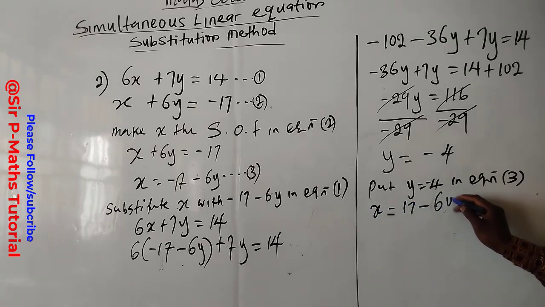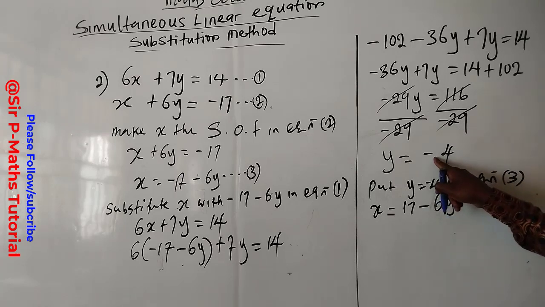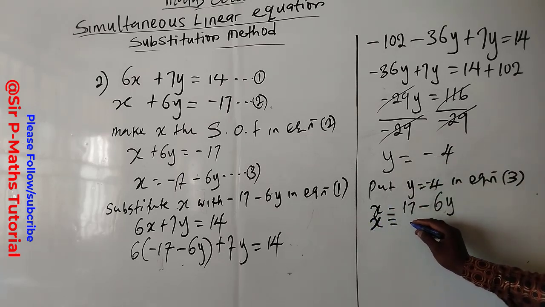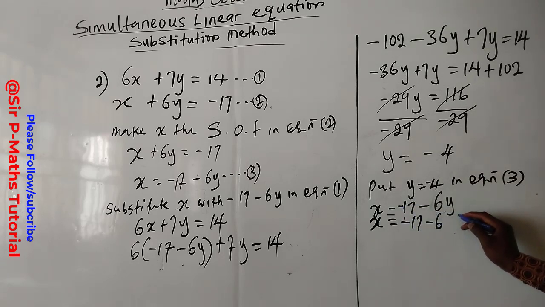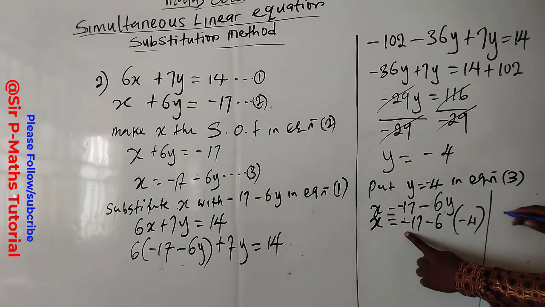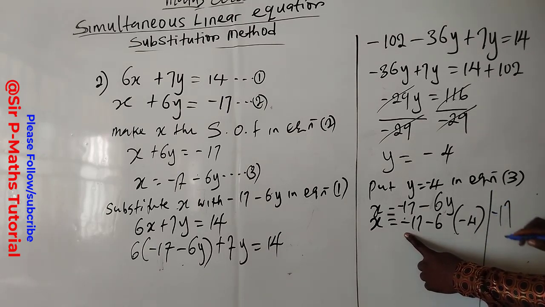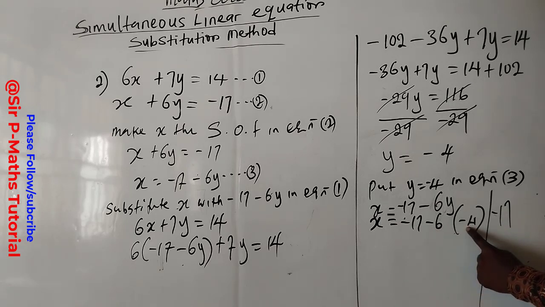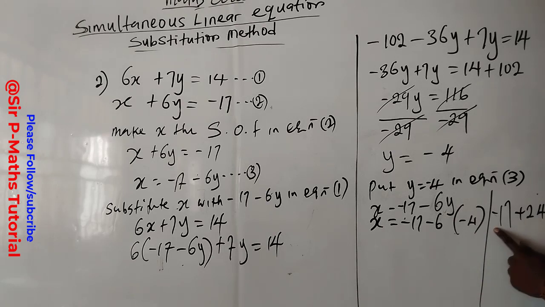That means I'll have x equal to minus 17 minus 6y. We put y as minus 4. I'll have x equal to minus 17 minus 6 into minus 4. Then we multiply. We have minus 17, minus 6 times minus 4 will give me plus 24. Minus 17 plus 24 will give me x as 7. Therefore, x is equal to 7 and y is equal to minus 4.